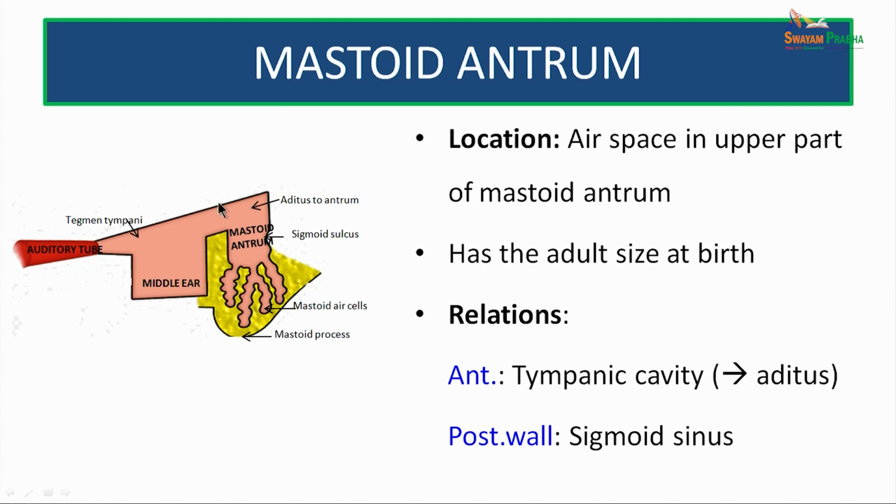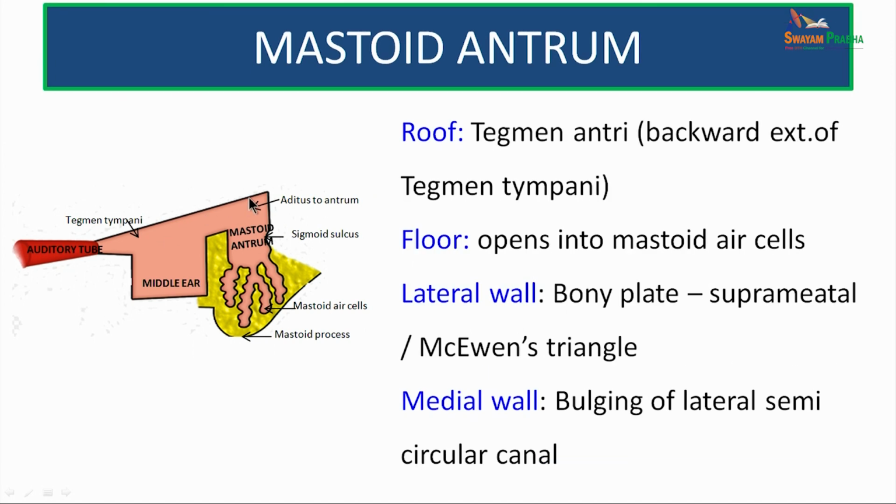I mentioned the mastoid antrum. It is an air space located in the upper part of the mastoid region. It also reaches the adult size at birth, and it is anteriorly related to the tympanic cavity through the aditus, and posteriorly it is related to the sigmoid sinus. The roof of it is called the tegmen antri, which is nothing other than an extension of the tegmen tympani.